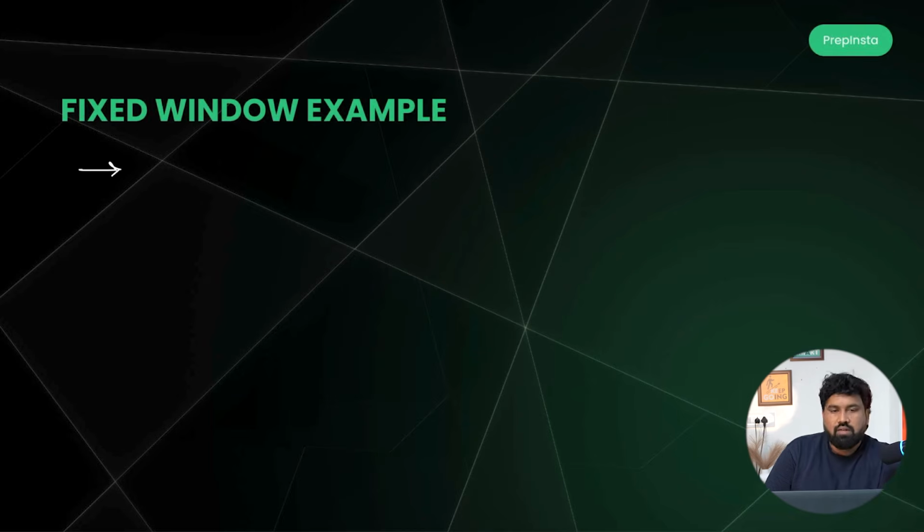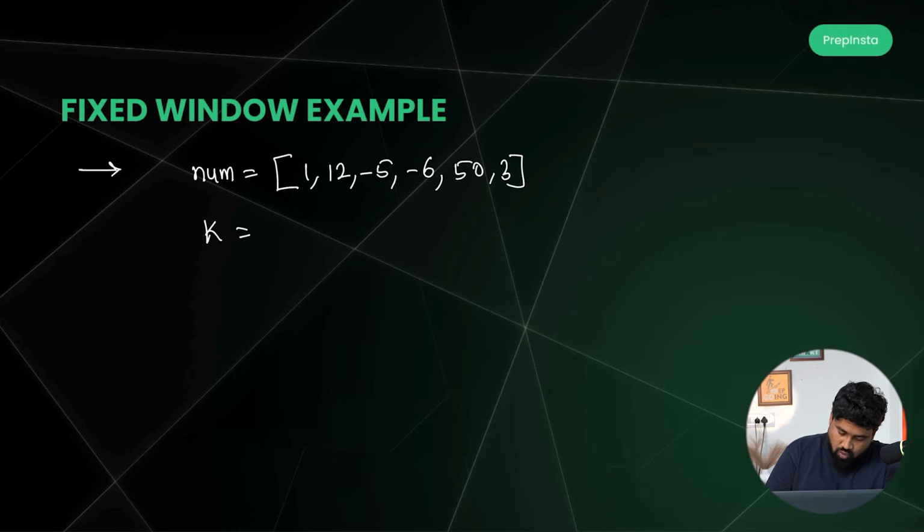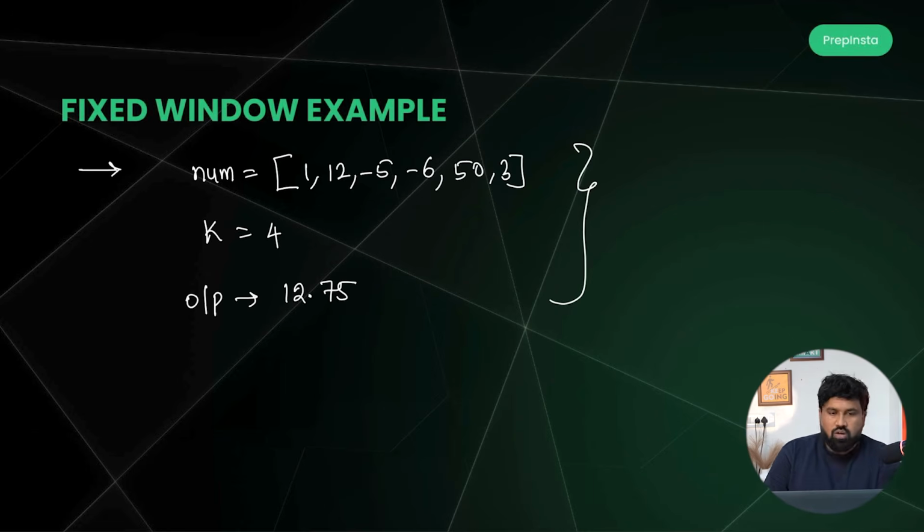The input called nums is given, and I am taking a random input: 1, 12, minus 5, minus 6, 50 and 3, and k is equal to 4, and the output must be 12.75. This is one of the questions in LeetCode. You are given an integer array nums and an integer k. You have to find the continuous subarray of length k that has the maximum average value. So you have to find the continuous subarray with length 4.